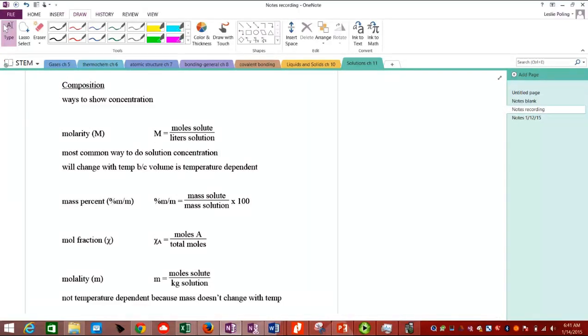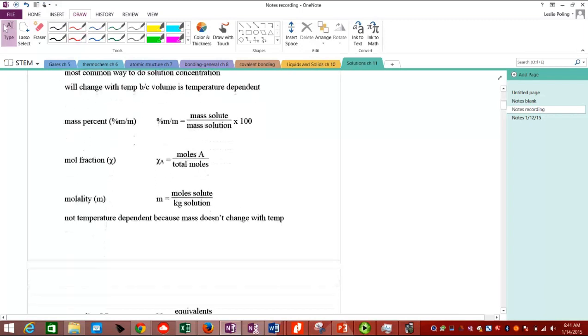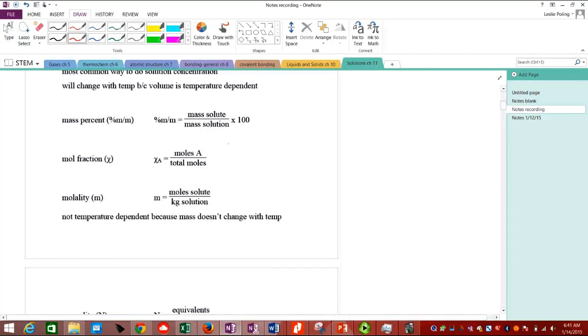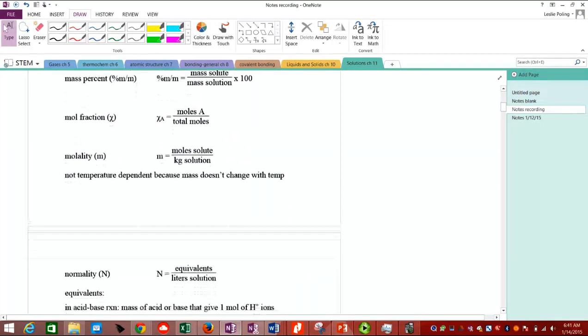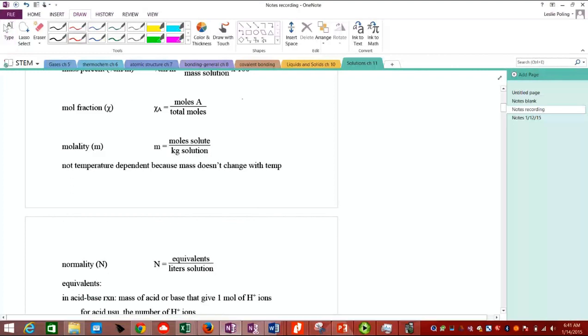Composition, and we've got lots of different ways to do composition. Molarity, which we've done before, and note it is moles of solute over liters of solution. Mass percent, mass of solute over mass of solution. Mole fraction. I wrote it as moles of A, but it's moles of solute over total moles of solution, so moles of the solute plus moles of the solvent.